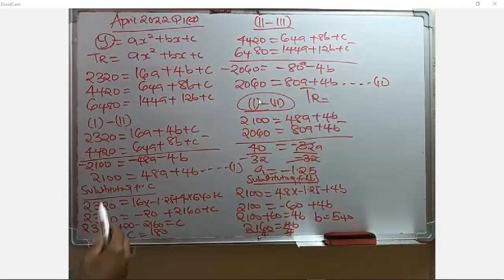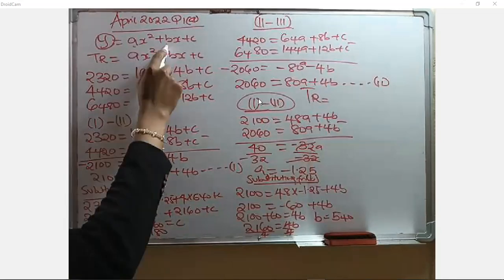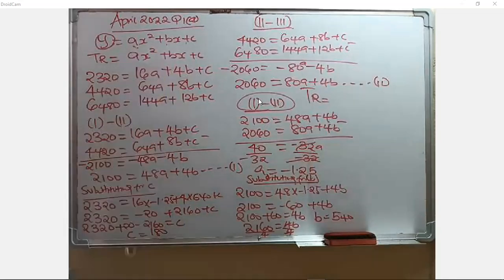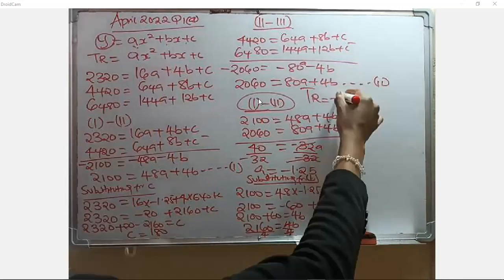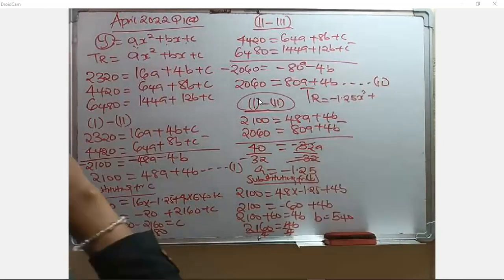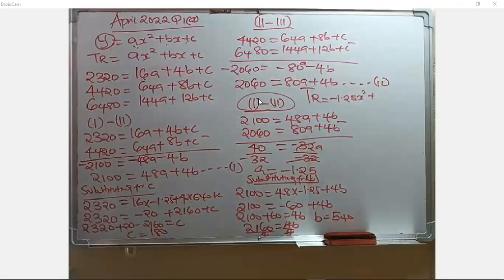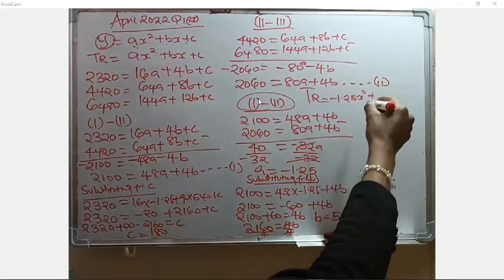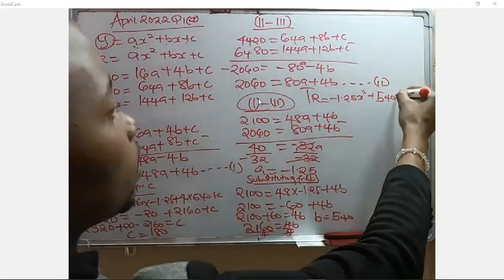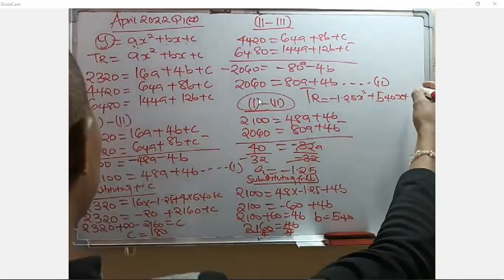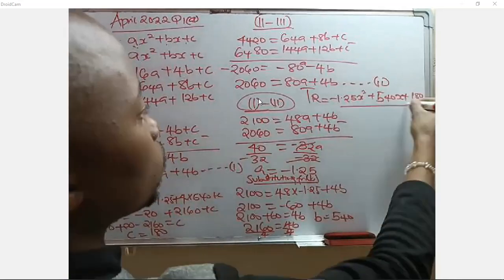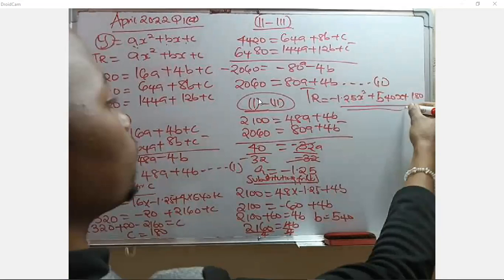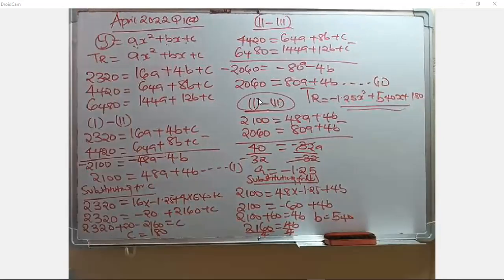Now, to get the total revenue function, let's take the values of the constants. My a is negative 1.25 x squared, my b is 540, so plus 540x, plus 180. That is my total revenue function.